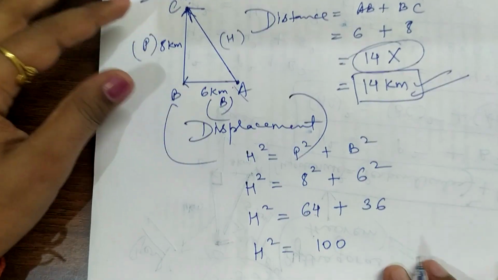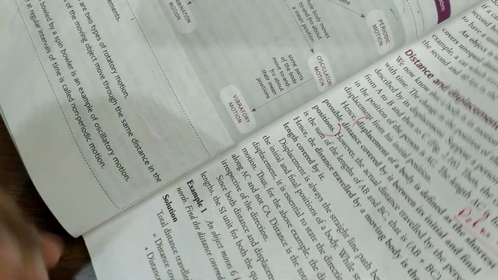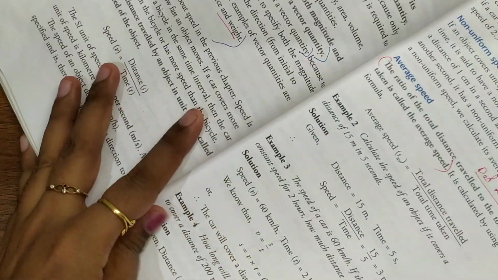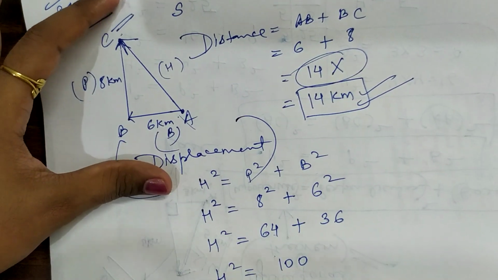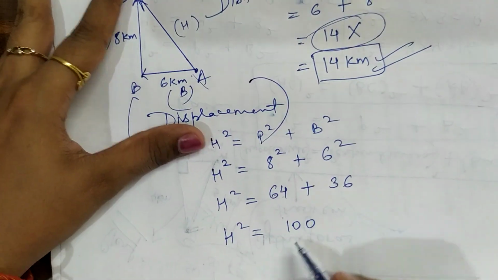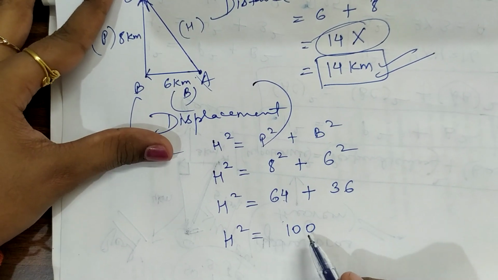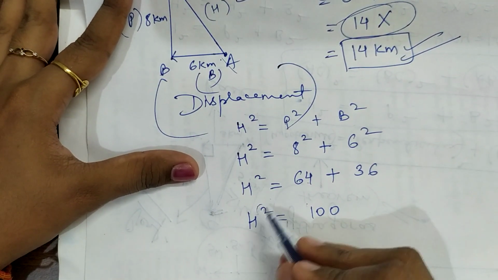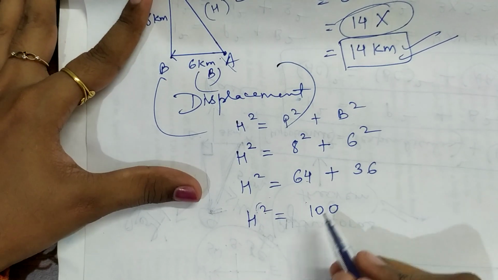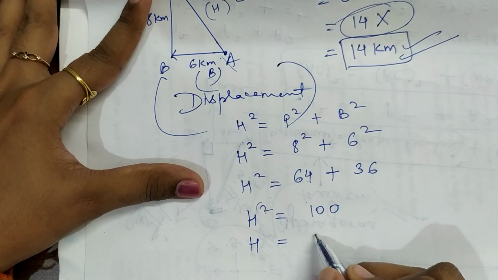Yes? Fine children. I hope I am going correct. Yes, I am going correct. Now children, is this the displacement? H square is the displacement? No. H is the displacement. So you have to remove this square. So this square will move to this side. So it will form under root 100.